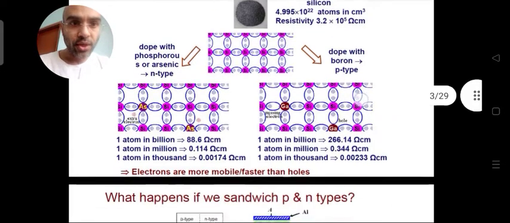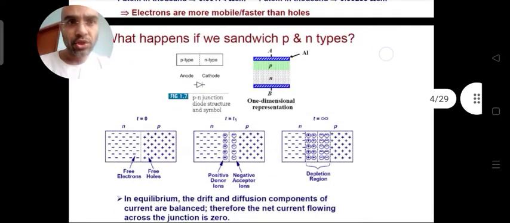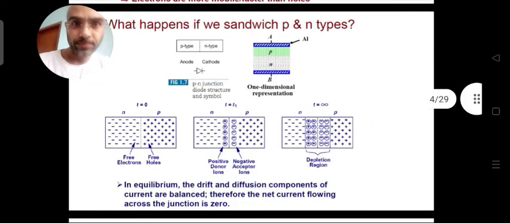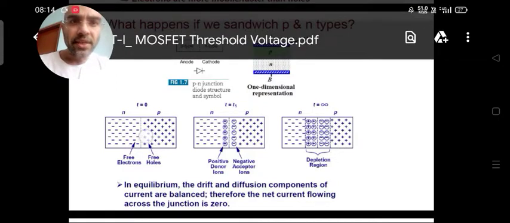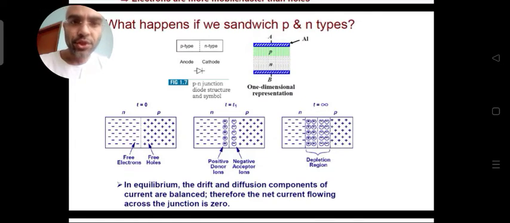Okay, so once this PN junction is formed, what happens? Initially the PN junction looks something like this. In the same material, you have doped it with different impurities, and then you formed a PN junction. You know the symbol of the PN junction. The important thing is that in this first diagram you can see that the PN junction is formed, and there are free electrons and free holes.